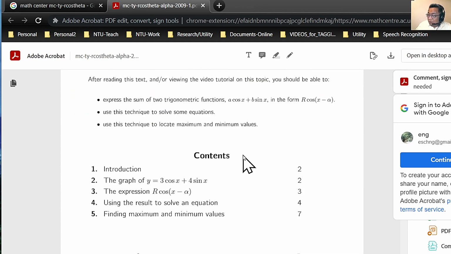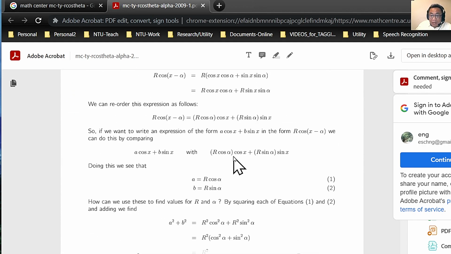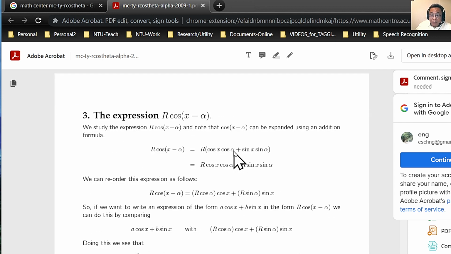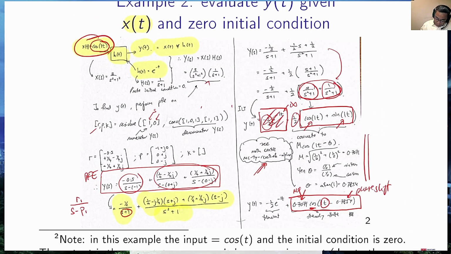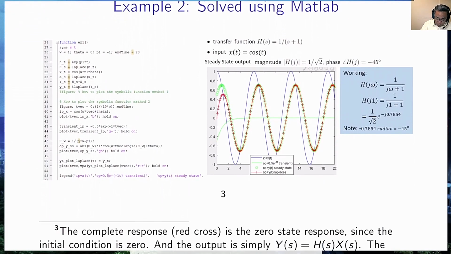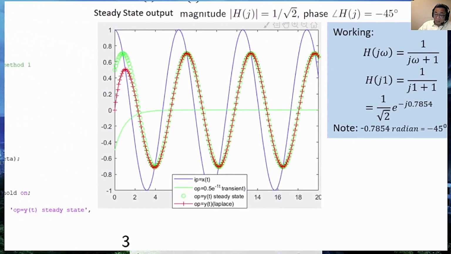Now, if you go to this, you will see that the description of why it happens is here. So it proves why r cos x minus alpha is equal to the sum of cosines and sines. This you should know from the past, so I will not repeat it. Now, I did it by hand. Of course, I can do it by MATLAB or Python, whichever you prefer. And now I will show you the graphs that I can produce, and I tell you what it means.